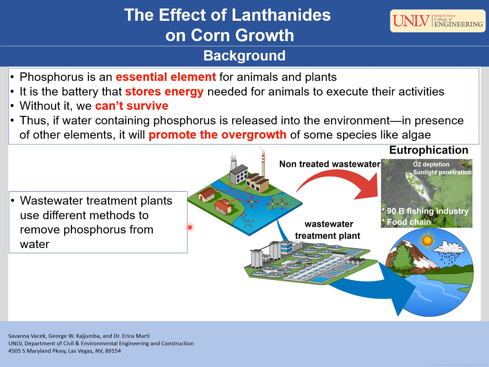To overcome this problem, wastewater treatment plants use different methods to remove phosphorus from water before it is released back into the ecosystem. Here you can see in this graphic that if we release the non-treated wastewater back into the environment, due to the excessive richness of nutrients, it can promote the overgrowth of some species like algae and cause the death of some animals from the lack of oxygen. However, if we release treated water back into the environment, we can overcome this problem.